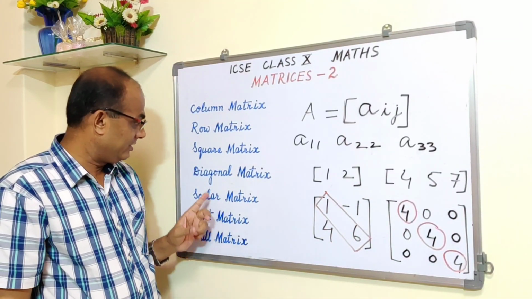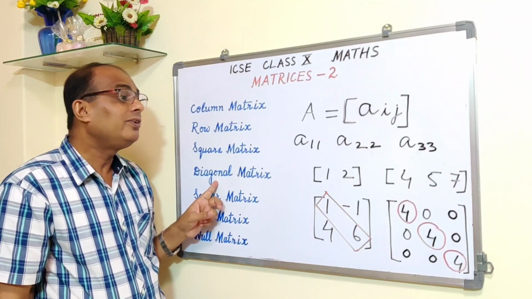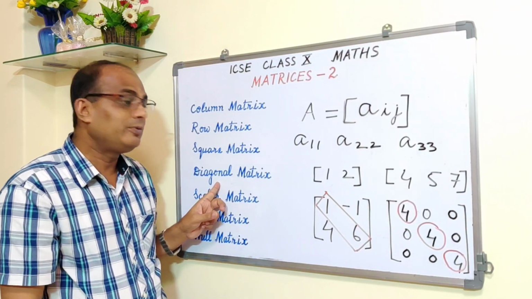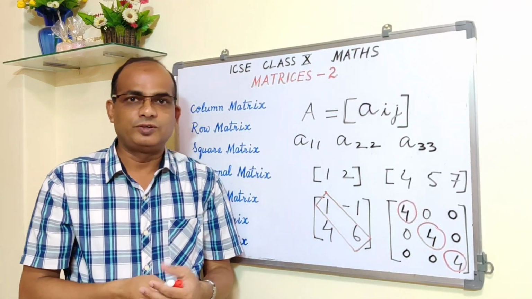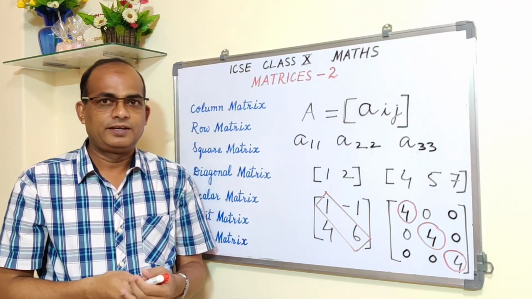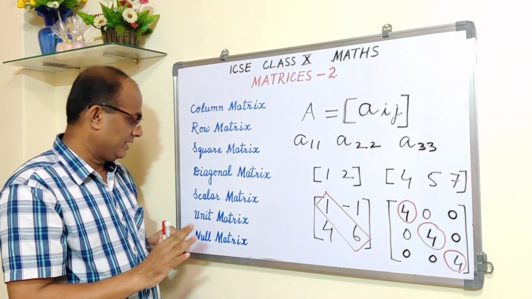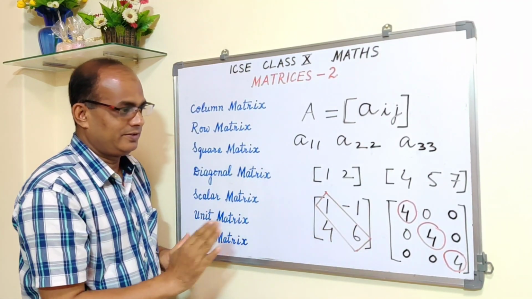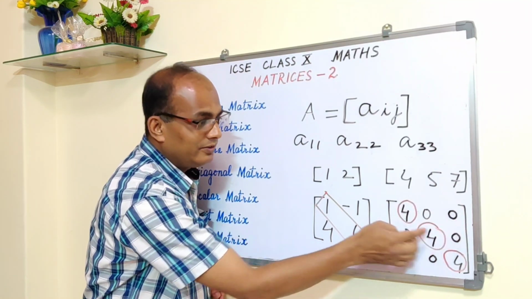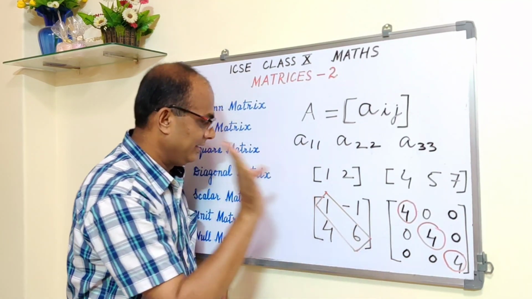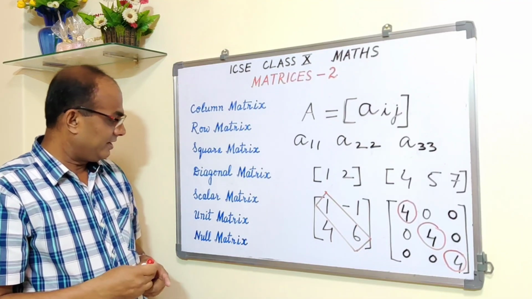And when you are defining in terms of a diagonal matrix, then you need not say that the non-diagonal elements are 0, because a diagonal matrix means that the non-diagonal elements should be 0. Are you getting? Fine. So that is a scalar. So this is a scalar matrix. Now it is a square matrix in which all the non-diagonal elements are 0 and the diagonal elements are the same. Fine. After that we come to the unit matrix.